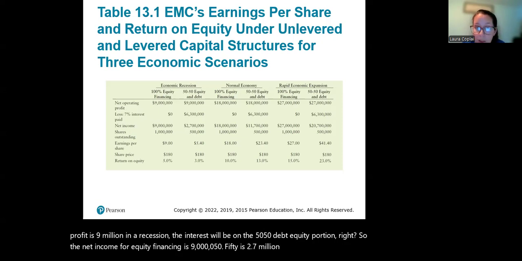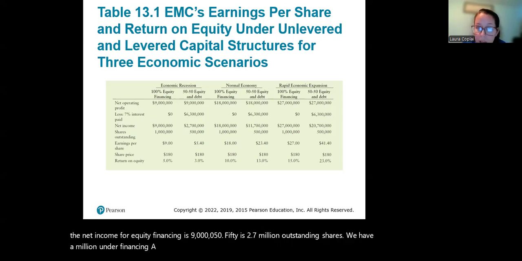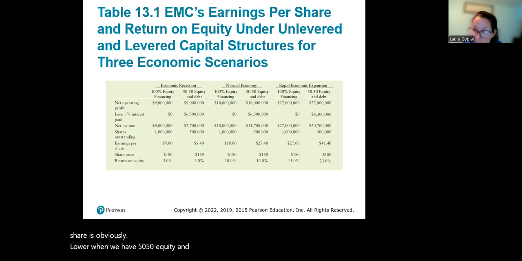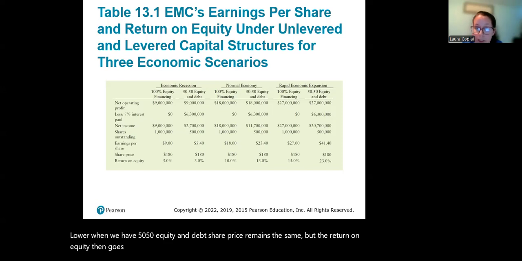Outstanding shares, we have a million under financing, 100% equity. Under the 50-50 ratio, it's 500,000. So the earnings per share is obviously lower when we have 50-50 equity and debt. Share price remains the same, but the return on equity then goes down in a 50-50 situation.